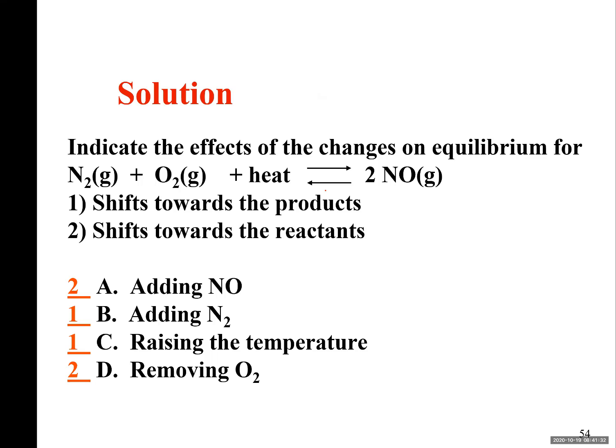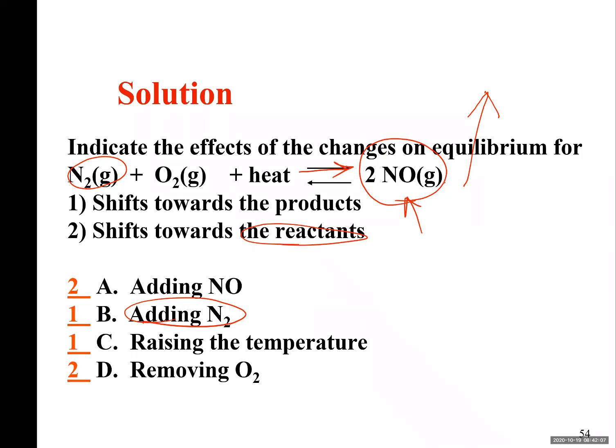If in A, I am adding NO, I'm increasing the concentration of product, the opposite of it is decreasing the concentration of product. So the reaction goes in reverse. It makes more reactant. If I am adding N2, the equilibrium is going to shift in the direction to consume N2. Can I say going from left to right consumes N2 and makes more NO? So the reaction is going to shift toward the right, toward product.